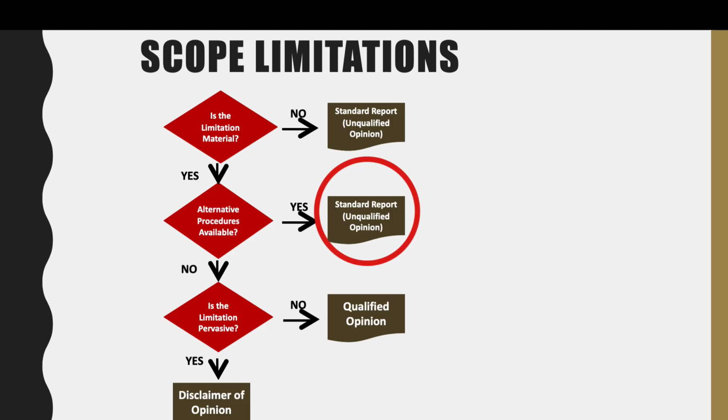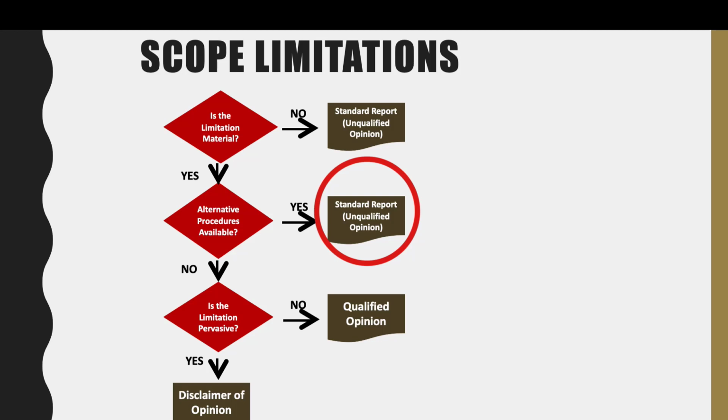For example, the client has implemented a new accounting software system during the audit period, and due to technical issues, the auditor encounters difficulties assessing and verifying certain transactional data within the system. The client is unable to provide the required access or export the data in usable form. In response to the scope limitation, the auditor decides to perform alternative procedures to obtain assurance on the affected transactions.